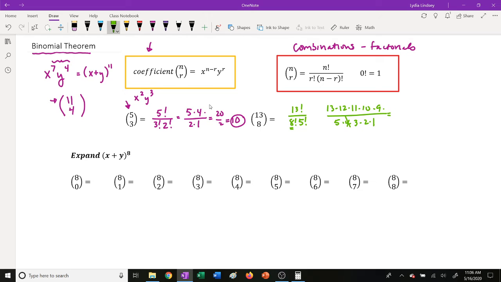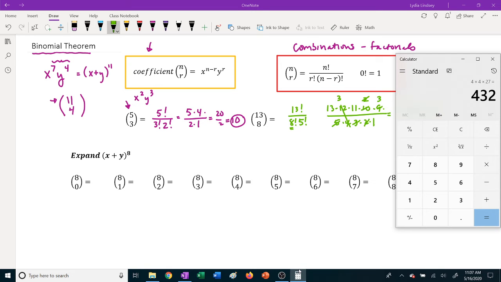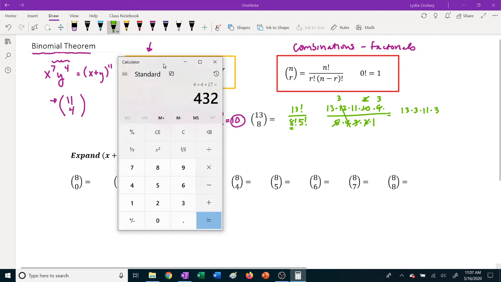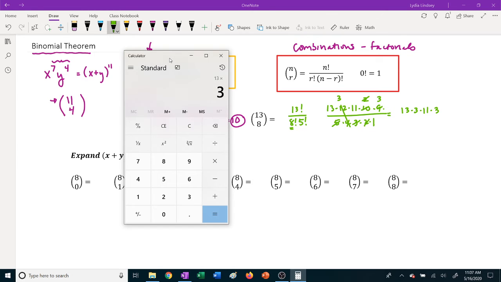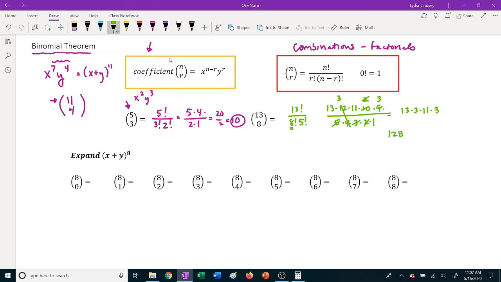So I could take the 4 and the 12 and divide it to get 3. And the 5 and the 10 give me 2, and those 2's are gone, and the 3 and the 9 cancel out to 3. At least I have, it just makes it easier to work with. So I have 13 times 3 times 11 times 3. And if I pull my calculator up, I can do 13 times 3 times 11 times 3, and 1287 would be my coefficient for this position.